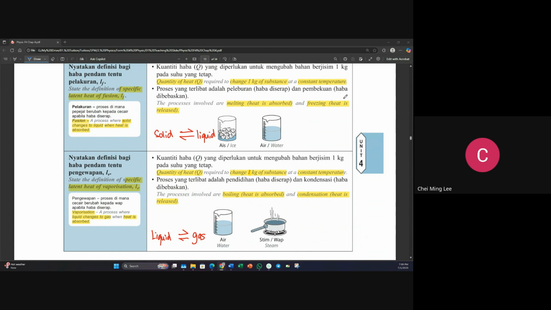released. And vaporization is a process where the liquid changes to gas when the heat is absorbed. So it's the quantity of heat required to change 1 kg of substance from liquid to gas at a constant temperature. The process involves boiling, where the heat is absorbed, and condensation, where the heat is released. Okay, can I? Right, got this down.